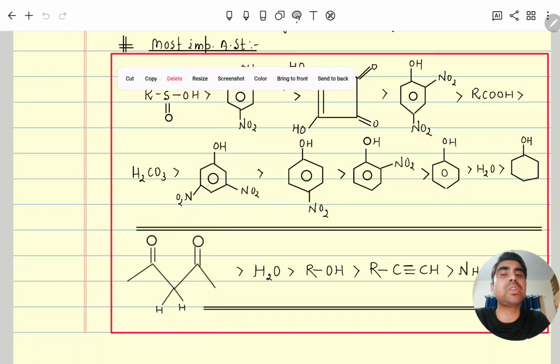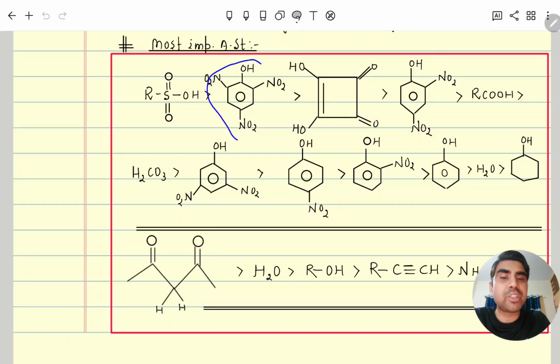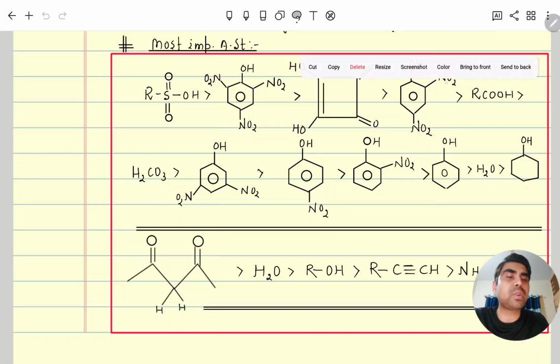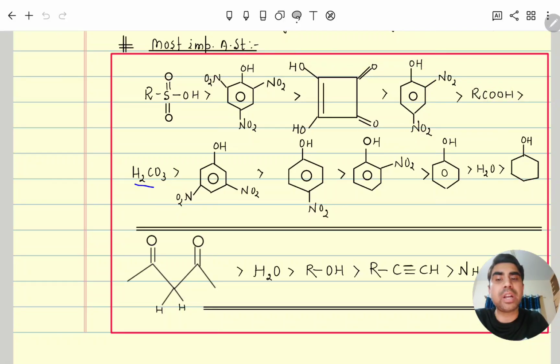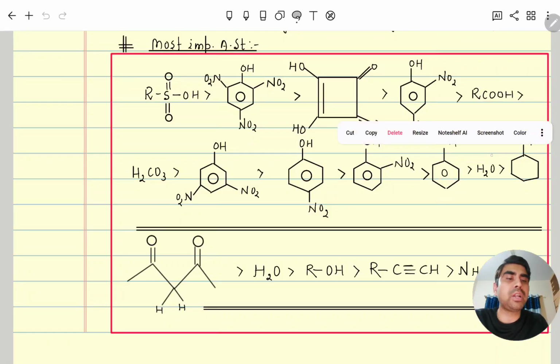Then this conjugate base is more stable. So this is picric acid. After that, this is squaric acid. Then ortho and para phenol with ortho and para nitro group. Then carboxylic acid. Then carbonic acid. Then both meta. Then one para, one ortho. Then phenol. Then water. Then alcohol.